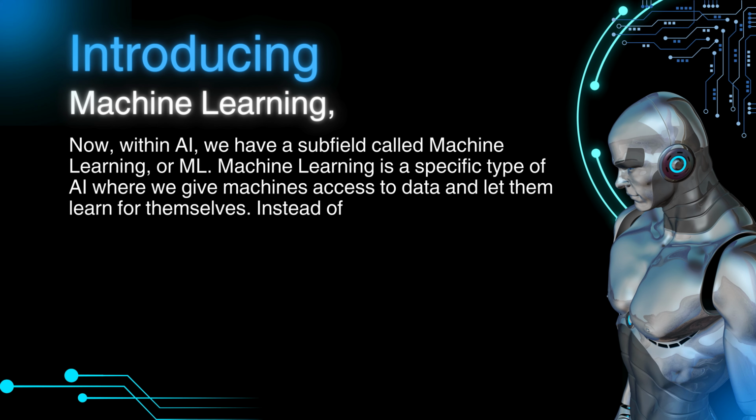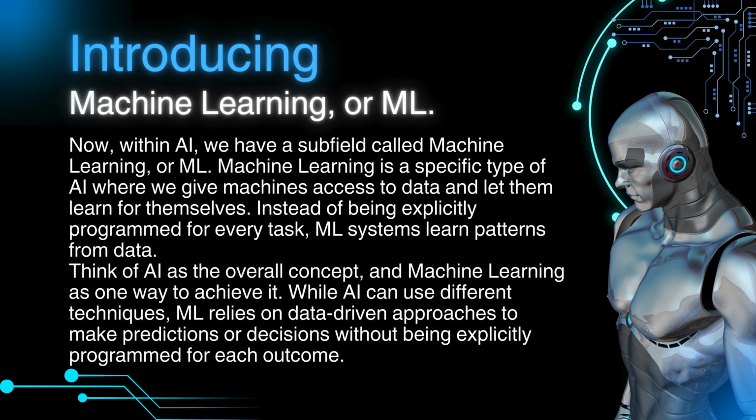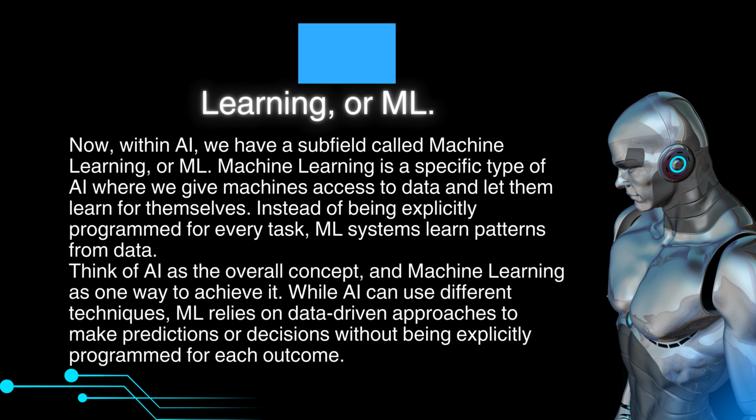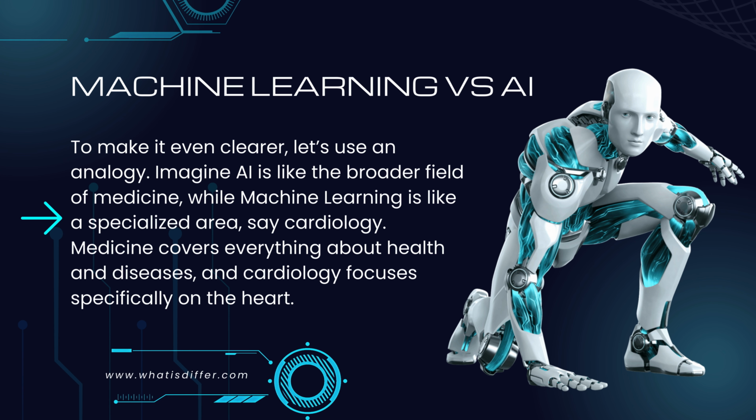Now, within AI, we have a subfield called machine learning, or ML. Machine learning is a specific type of AI where we give machines access to data and let them learn for themselves. Instead of being explicitly programmed for every task, ML systems learn patterns from data. Think of AI as the overall concept, and machine learning as one way to achieve it. While AI can use different techniques, ML relies on data-driven approaches to make predictions or decisions without being explicitly programmed for each outcome.